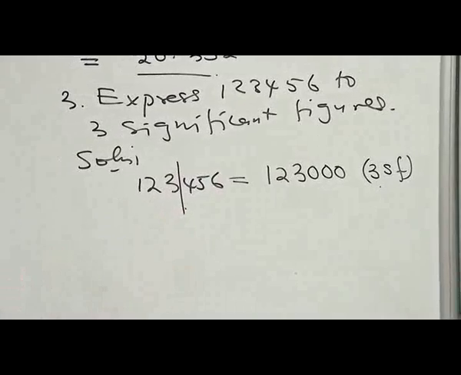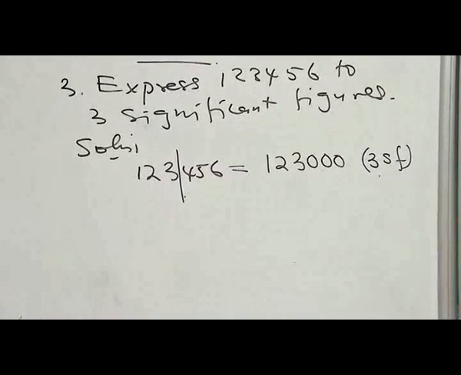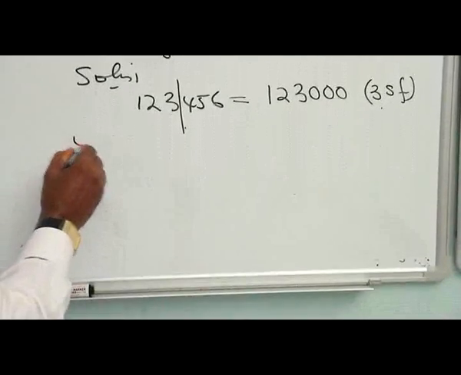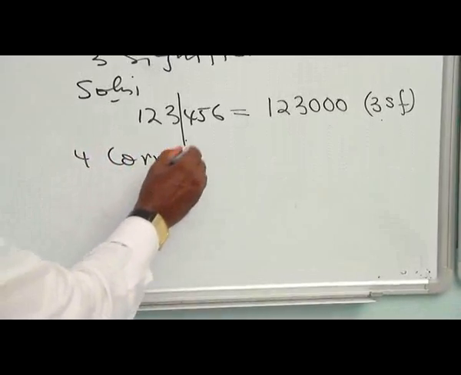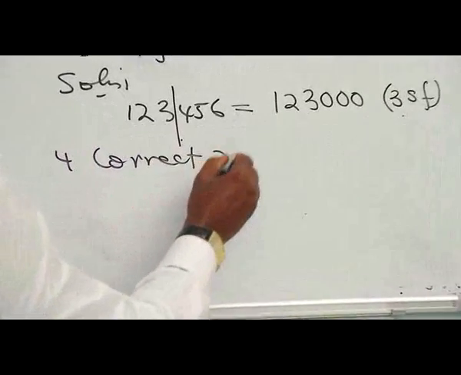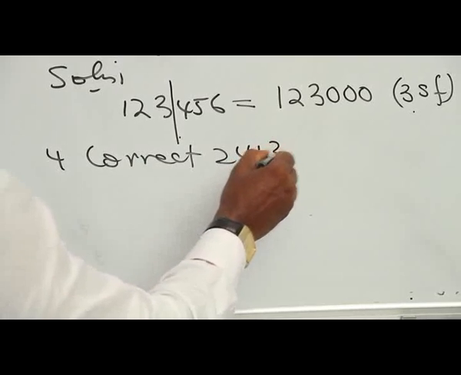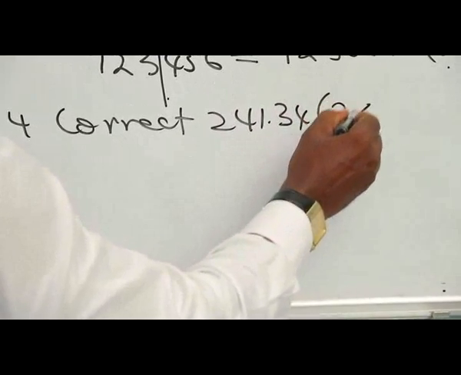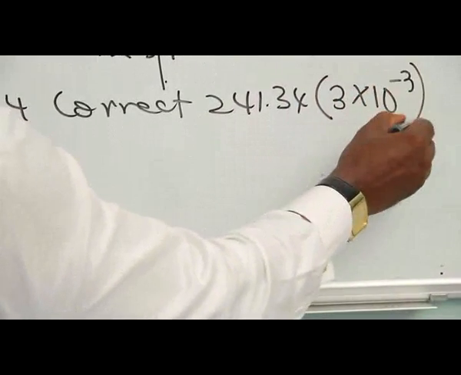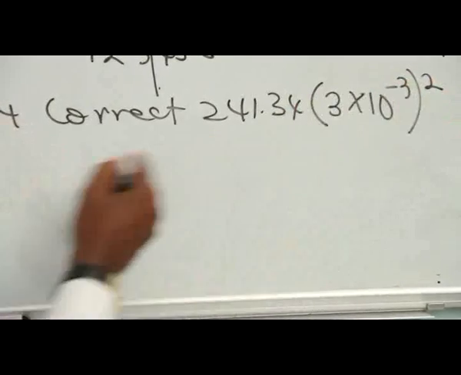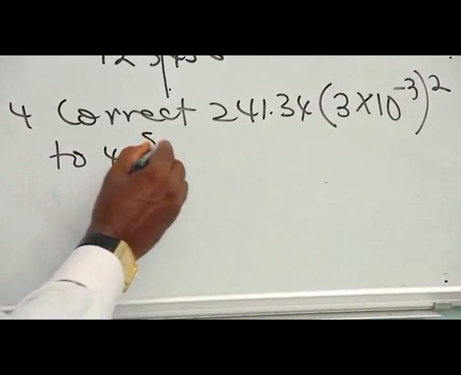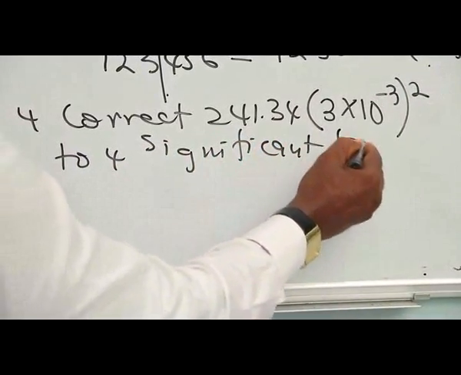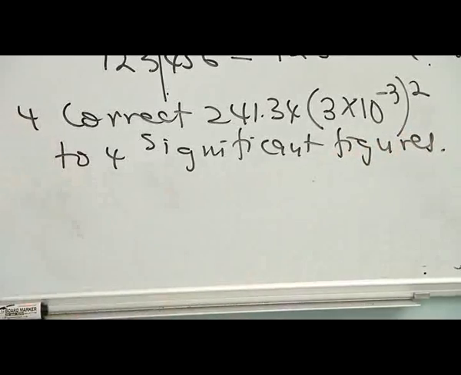Then next, we can also look at another example. Let's see what I have here for you. I still have something like this, which says number 4. Correct 241.34 into 3 times 10 raised to the power minus 3, and then everything squared, and then to 4 significant figures. You are told to correct this to 4 significant figures.